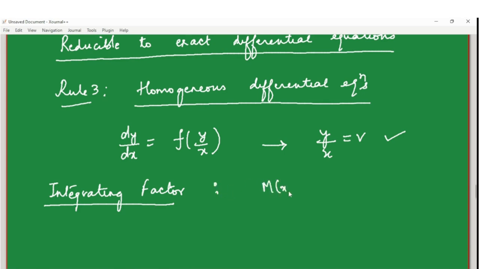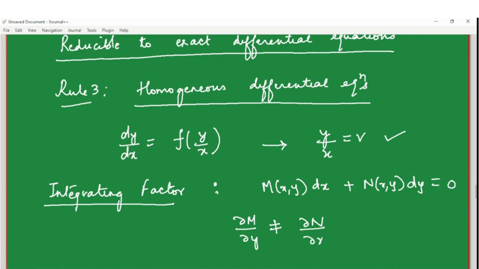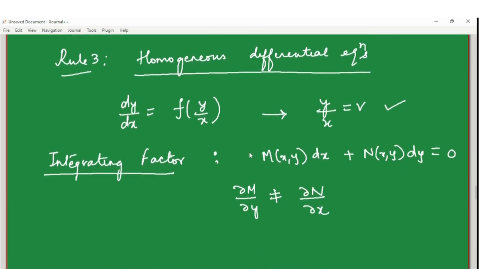Suppose the given differential equation is put in this form, M dx plus N dy equal to 0, because we know that for checking exactness, this is the preferable format. Now suppose this is a non-exact differential equation. That means we do not have the equality of these two partial derivatives: del M by del y is not the same as del N by del x. Suppose that's the situation and this equation is very much homogeneous, so the overall degree of each term in M and N is the same.